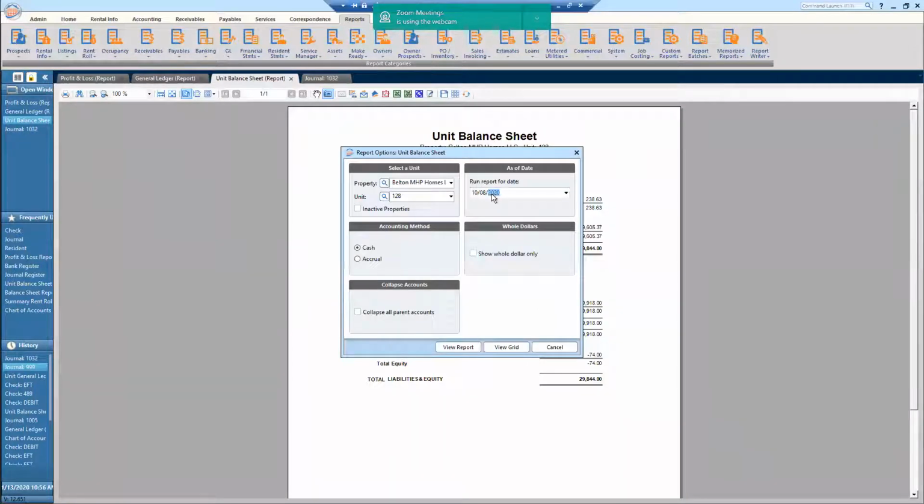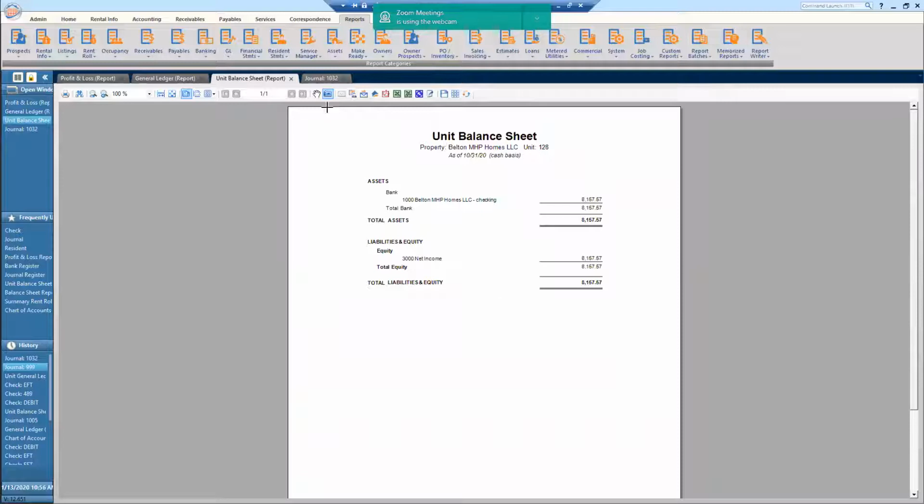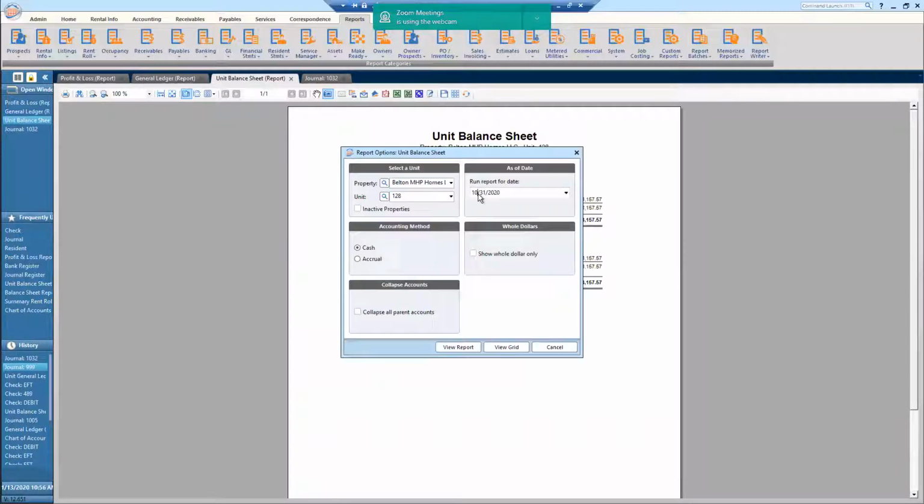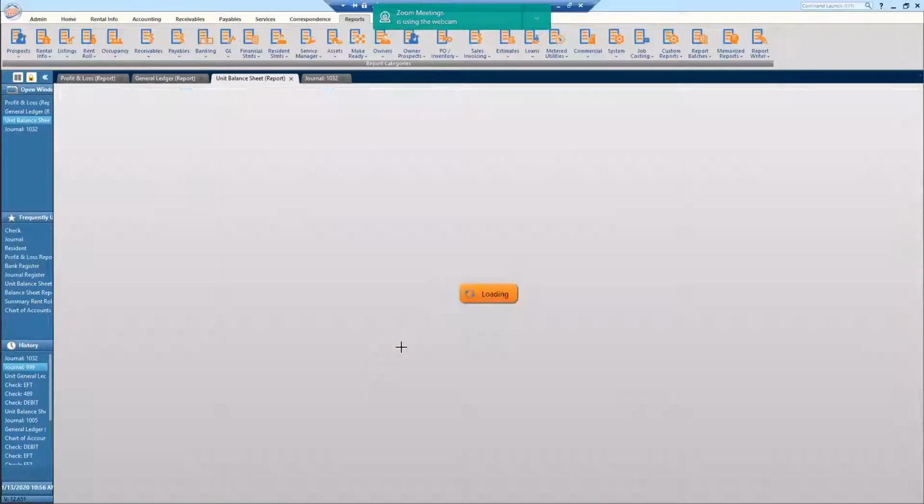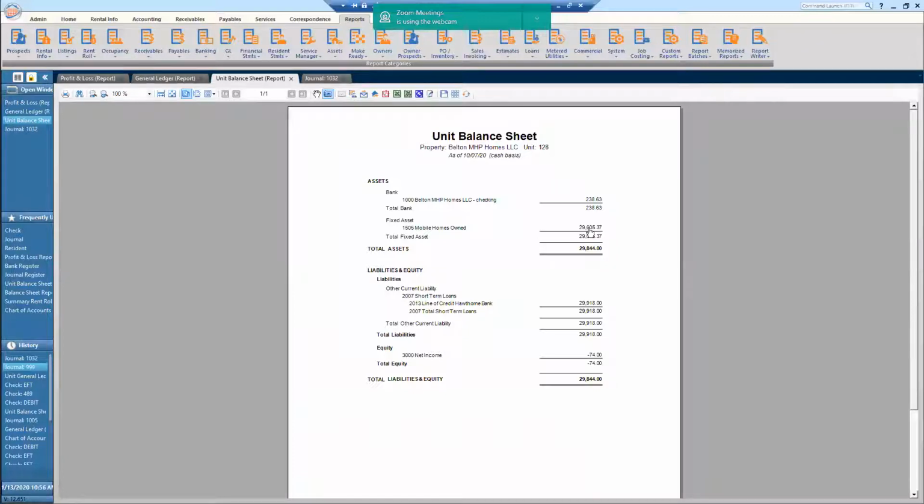Let's just look and see if it's right. Let's do it, 10/31. It should be 0 house because we no longer own the house on 10/31 because we sold it on 10/8. View report. No house. Looking good. Okay, now let's go back to 10/7 to reflect the day before we sold the house to see if we got ourselves a house. We do, 29,000.